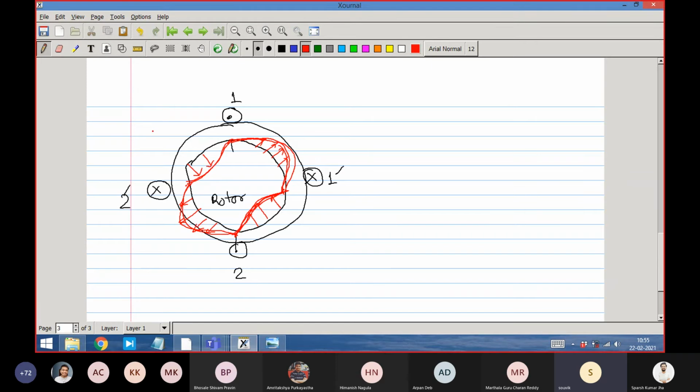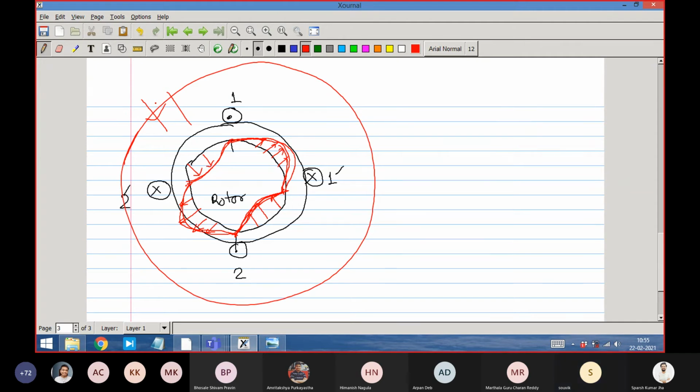This is also crossing the air gap and coming through this. Must understand that this is there. This is iron, so it is going there. It is there in the iron part. I'm trying to show it in the air gap, right? So the flux lines are getting completed like this. It is getting completed like that, right?